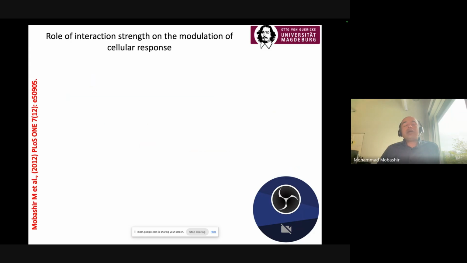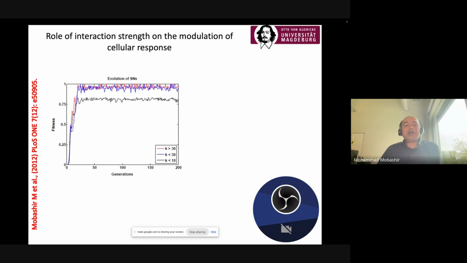Now, I'm just going one by one. Role of interaction strength: how the fitness values are changing when the rate of reaction is less than 10, when the rate of reaction is less than 30, when the rate of reaction is higher than 30. So here we are also looking at K less than 10. That means the rate of reaction is very weak or small. Then we are increasing the rate of reaction and seeing how the networks are behaving.